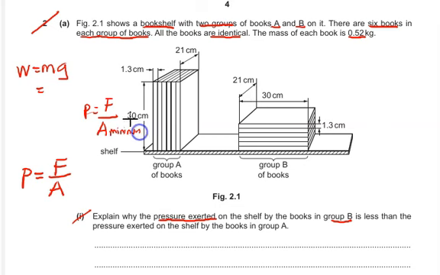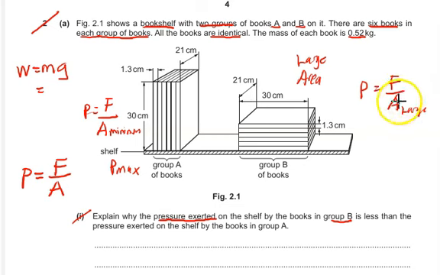Once the area is minimum, the pressure exerted on this area is much higher. Here you will have a maximum pressure. However, if you look at group B, the area here is larger, a large area compared to group A. So when you use the formula F over A, with a large area, the value of the pressure will reduce. So here you will have a minimum pressure. This is the explanation for this.